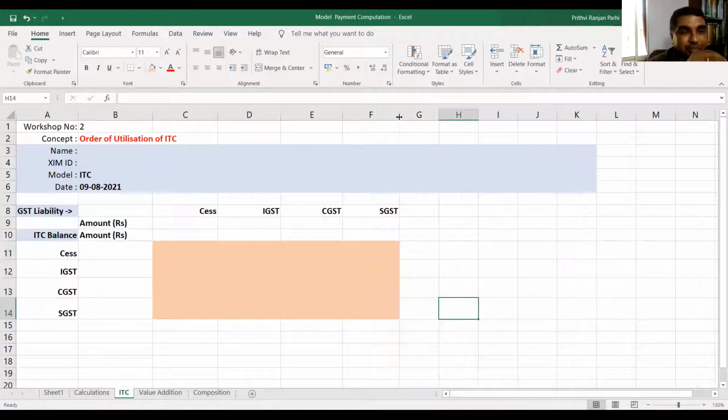Are you ready with your structure? Then we'll be putting some amounts. Okay, let us start. Are you ready with the format?